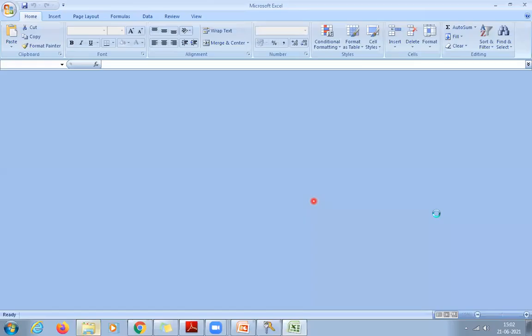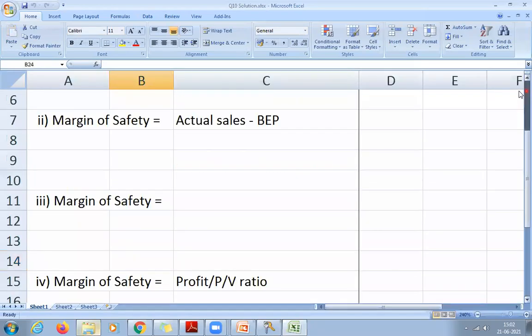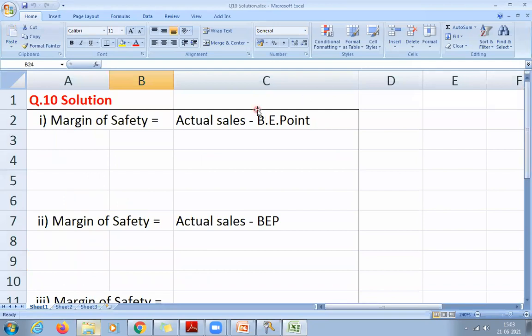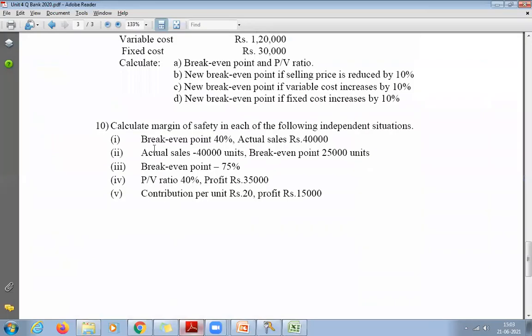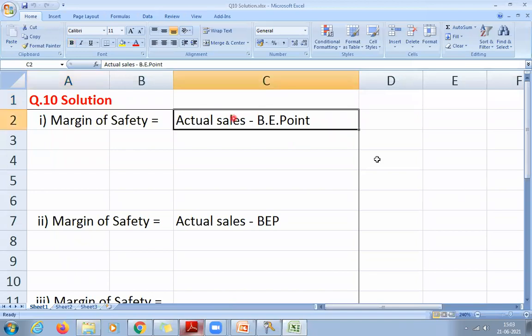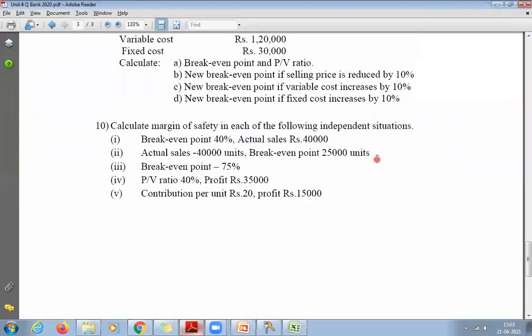So let us do a very short and very simple question. It's not complicated, just to give you practice in calculating the margin of safety. What is the first scenario? Given the break-even point as 40%, and actual sales of 40,000. So what is missing now? The formula is actual sales minus break-even point. I know actual sales is 40,000, but for the break-even point I know only the percentage, not the units or the amount. So how do we calculate?